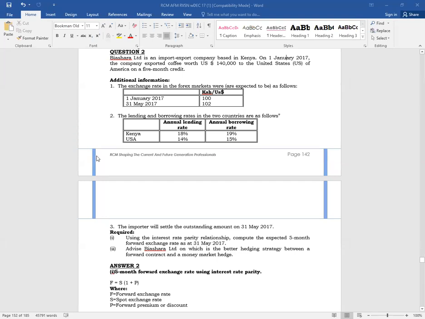Remember here, the company exported what? Coffee. It exported coffee, and therefore it is expecting to receive dollars. So it's a foreign receipt. Foreign receipt, ladies and gentlemen, remember that, there is a very important rule.